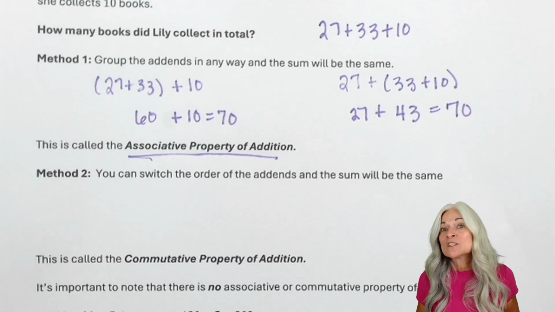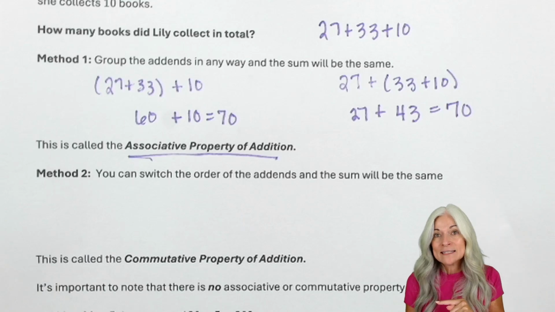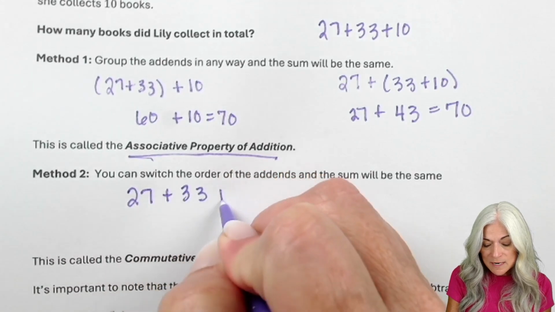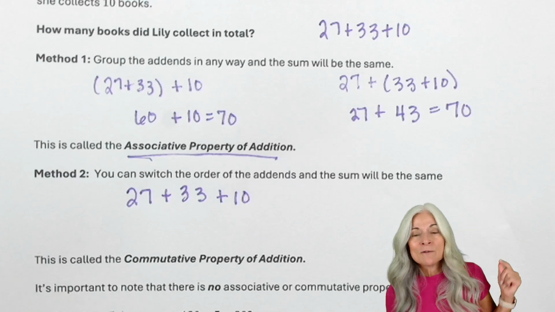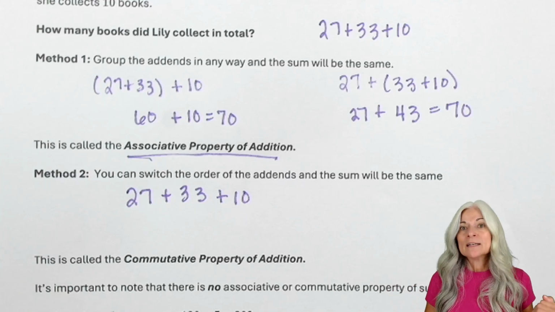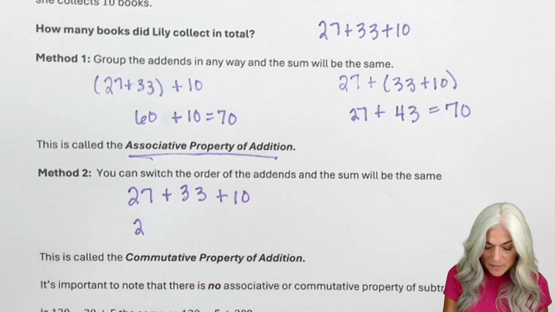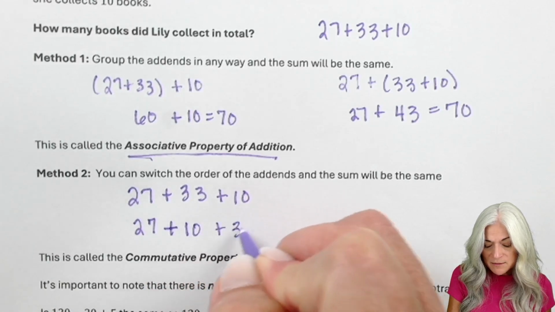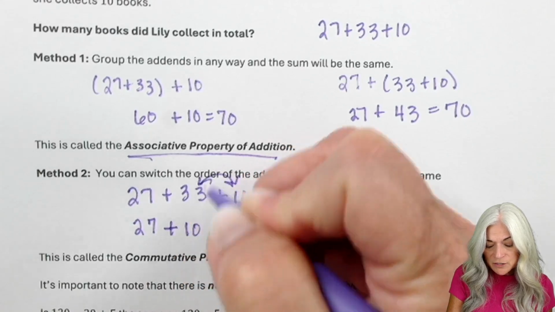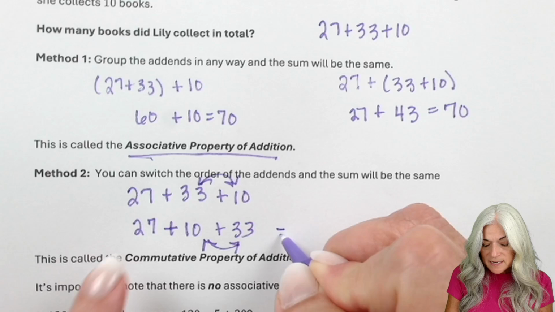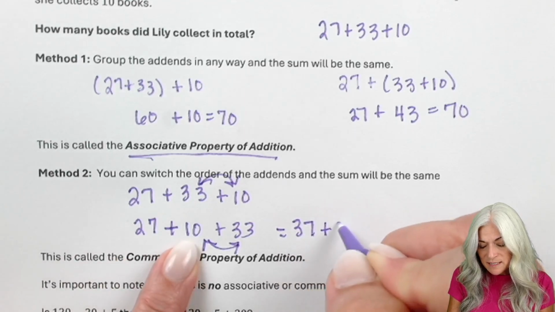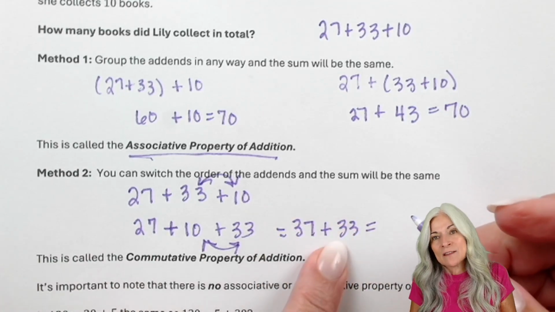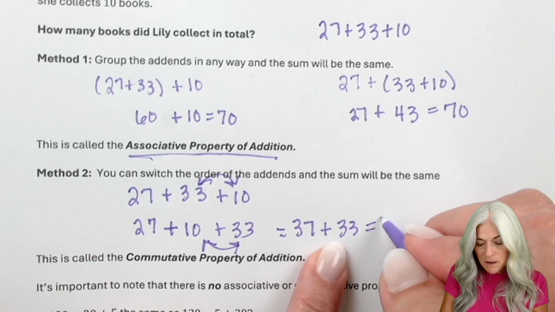Now, we can also switch the order of the add-ins and the sum will be the same. So if we add 27 plus 33 plus 10, I might say, all right, well, I want to add 27 and 10 first. So I would switch the order and get 27 plus 10 plus 33. The order of these two switched. Okay, so then we would have 37 plus 33. 7 and 3 is 10. 30 and 30 is 60. So it's a total of 70.